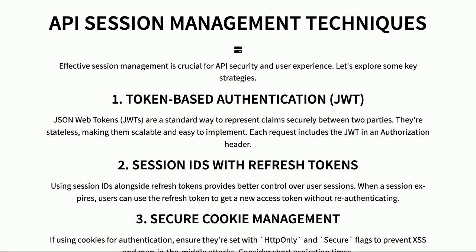Okay, let's talk about keeping things secure and smooth when users are interacting with your API. First up, we've got JWT. They're like digital ID that prove a user is who they say they are without needing to constantly log in. Next, Session ID paired with refresh tokens give you more control over how long sessions last and ensure a seamless experience if someone's token expires. We also need to be smart about cookies. Setting the right flags can really help prevent security issues. And finally, it's important to have session timers, finding that sweet spot between keeping users logged in and protecting your application.